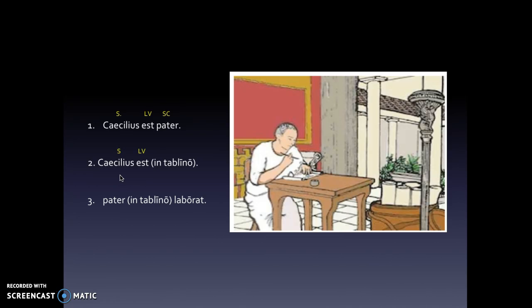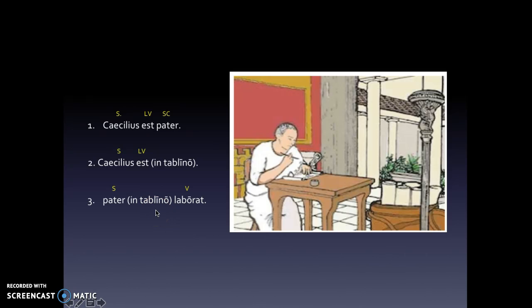All right, sentence number 3. We've got another prep phrase here. We've got a preposition plus our noun. So I'm going to put parentheses around that and set it aside for the moment. And look at what we have left. Pater is a noun. It's just by itself, so it's the subject. Labora is an action verb. It's saying what the subject is doing, so it's a verb. Father is working in the study.